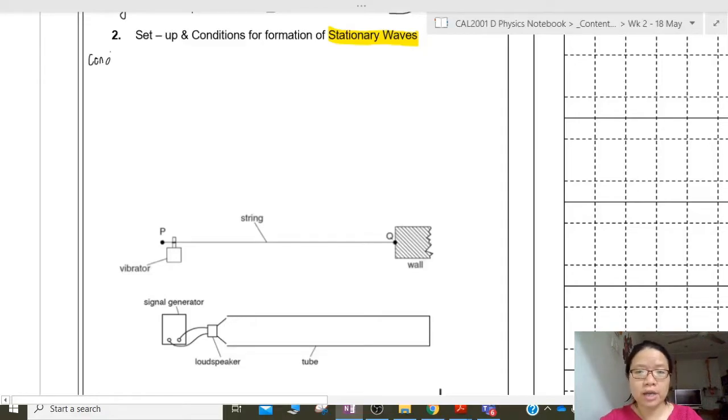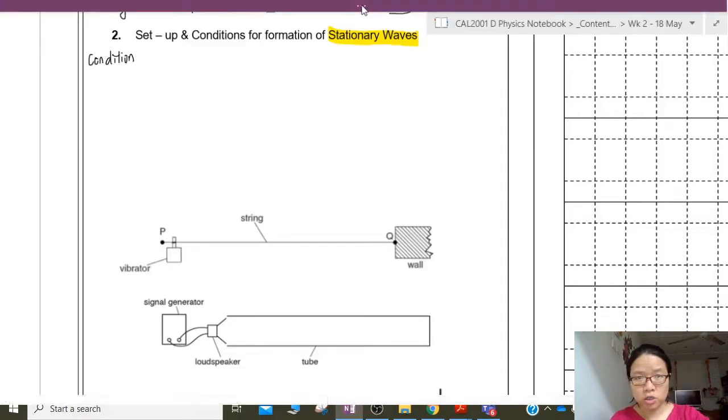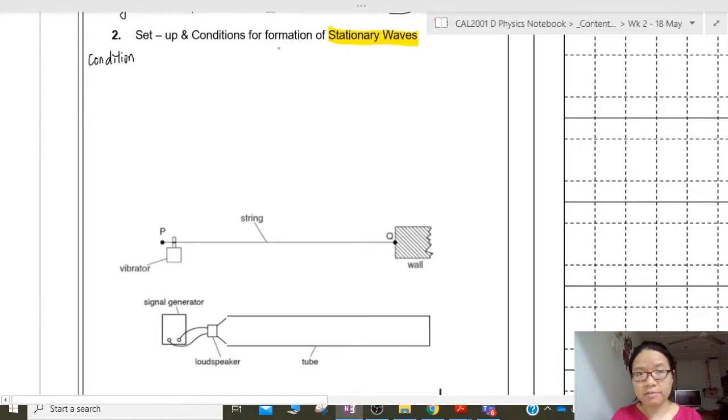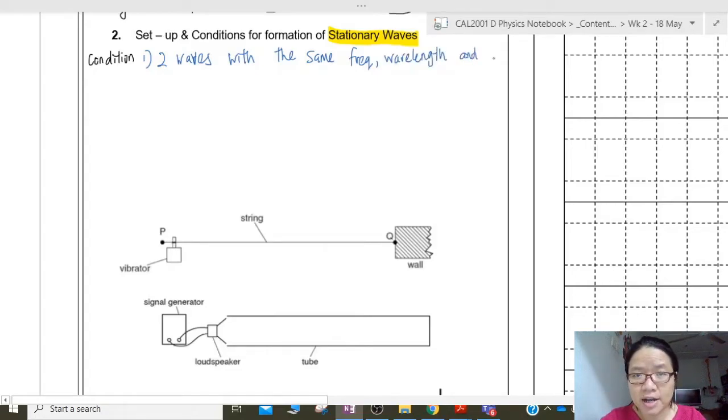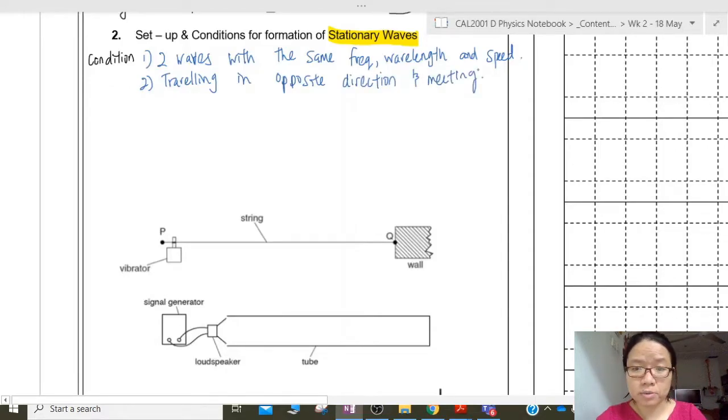So we're going to rely on the idea of superposition to set up this thing called a stationary wave. The conditions for stationary waves are 2. Number 1, obviously if there's meeting, we need 2 waves. There are 2 waves with the same frequency, wavelength, and speed. Also the amplitude has to be the same. In other words, the waves have to be identical and they have to be traveling in opposite directions so that they can meet.